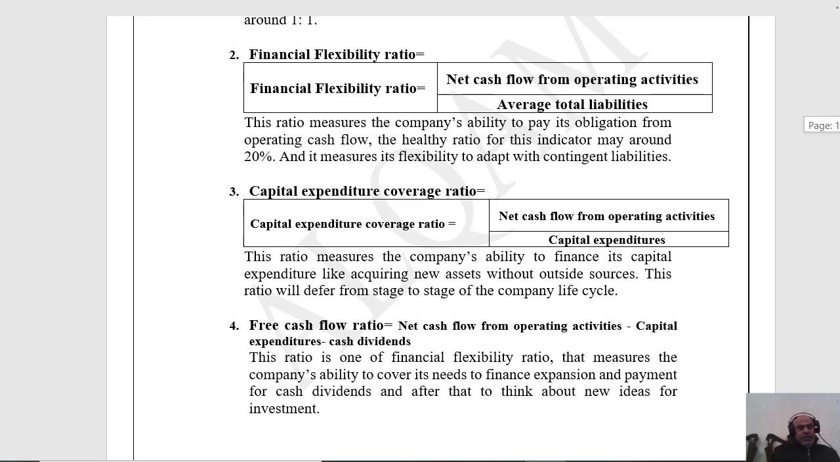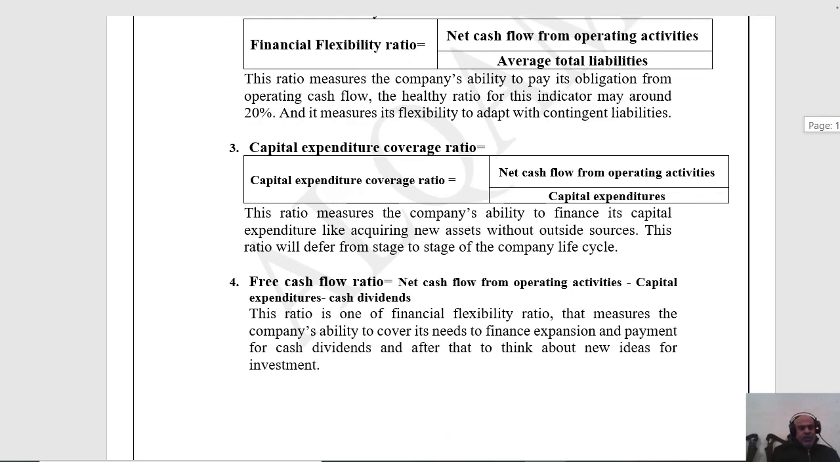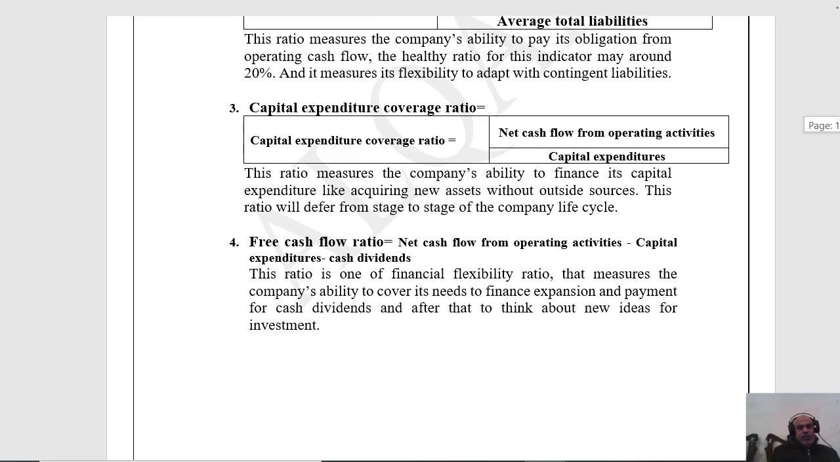The third ratio is the capital expenditure coverage ratio, which equals net cash flow from operating activities also over capital expenditures. This ratio measures the company's ability to finance its capital expenditures.